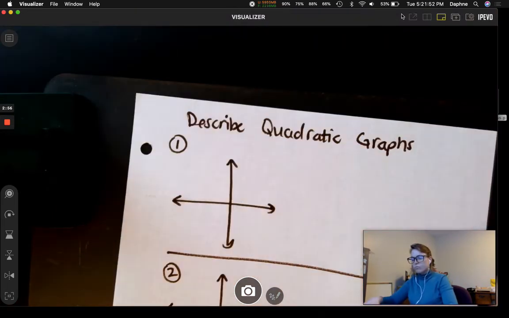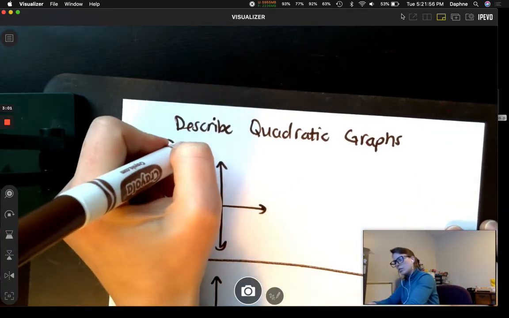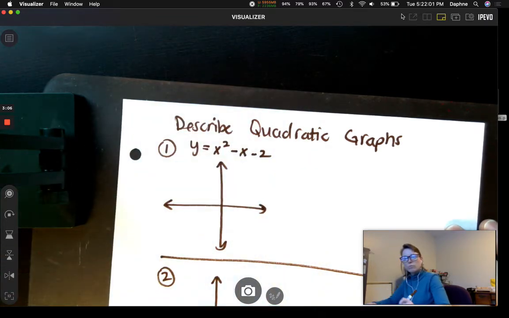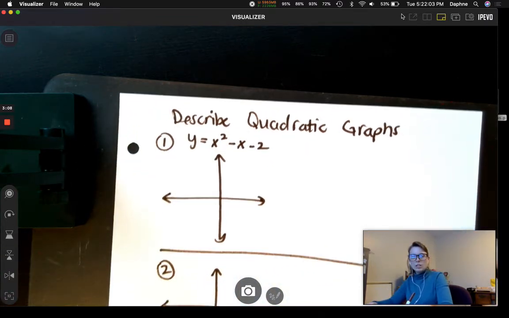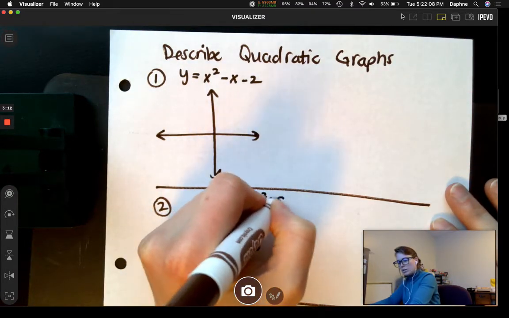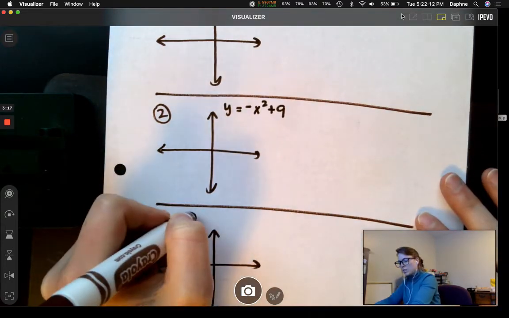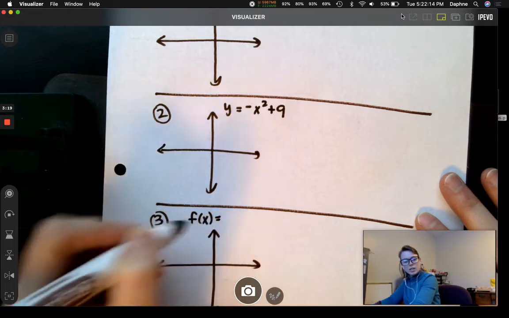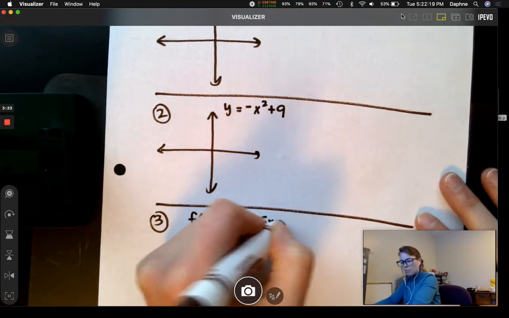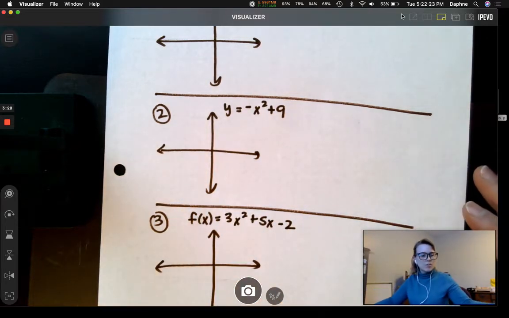So, describing quadratic graphs. Our first one is going to be y equals x squared minus x minus 2. Second one will be y equals negative x squared plus 9. Third one will be, and I'll put this in function notation just so you see it that way again, f of x equals 3x squared plus 5x minus 2. So these are the 3 graphs that we're going to graph.